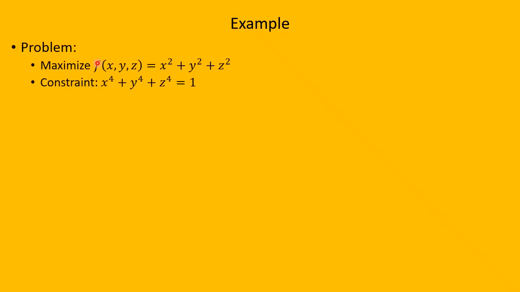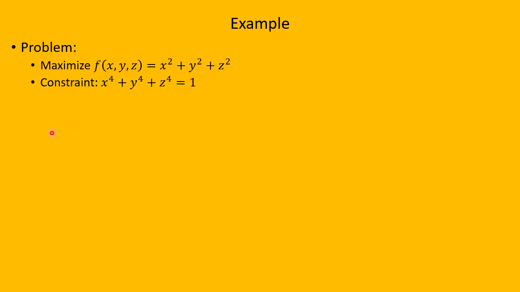So let's look at an example problem. Here's what we'll discuss. Maximize this function, f of x, y, z is x squared plus y squared plus z squared, with the constraint on x, y, z satisfying this, x to the 4th plus y to the 4th plus z to the 4th equals 1. So how will we attack this?